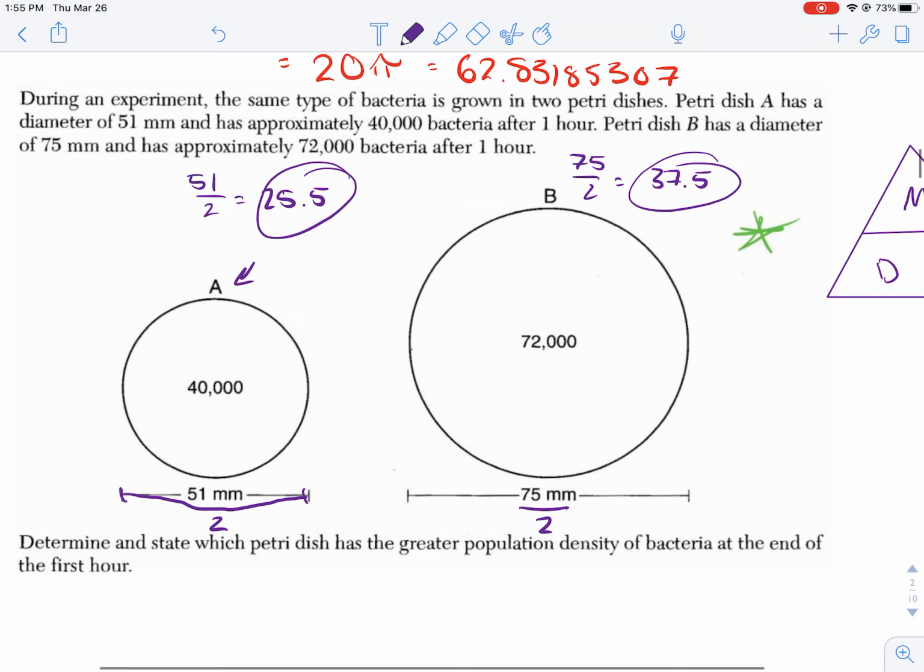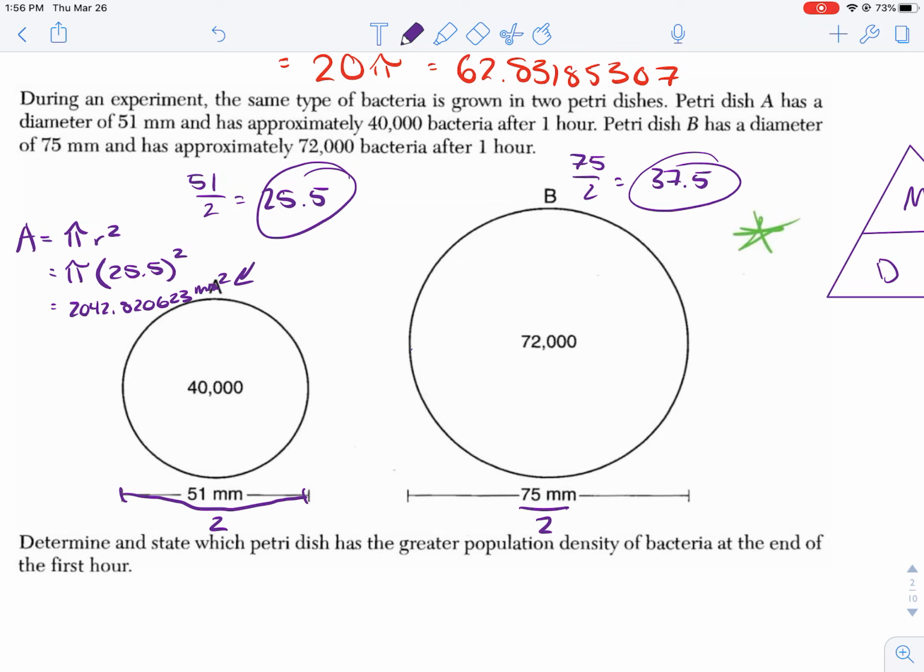If you don't remember what the area of a circle is, it's pi r squared. In this case, they give us the radius, 25.5 squared. We get an answer of 2042.820623. And what is this? Millimeters squared.